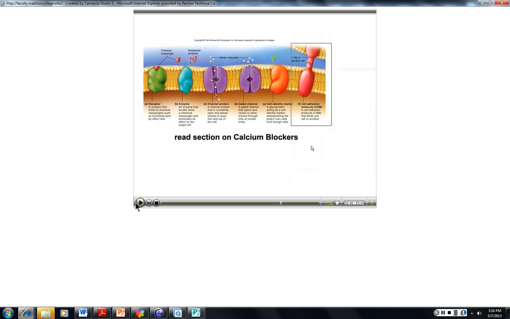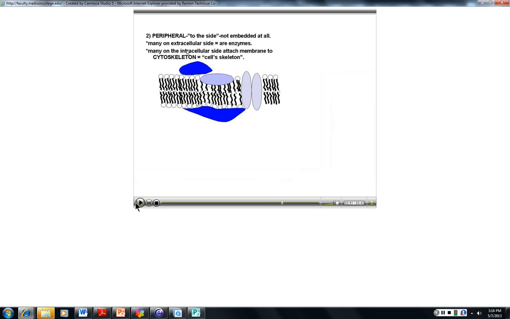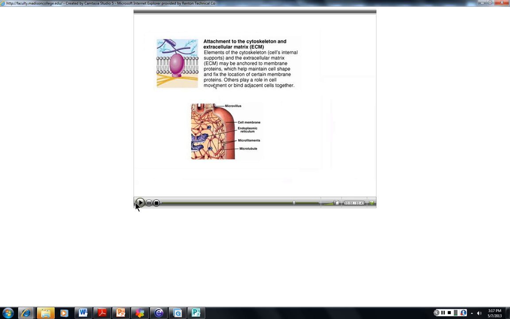Another classification of proteins are those that are not embedded in the plasma membrane, but rather sit on the outside. Many of these on the extracellular side are enzymes. Many on the intracellular side are anchors for the cytoskeleton. So here you're seeing a peripheral protein attaching to the cytoskeleton inside of the cell.